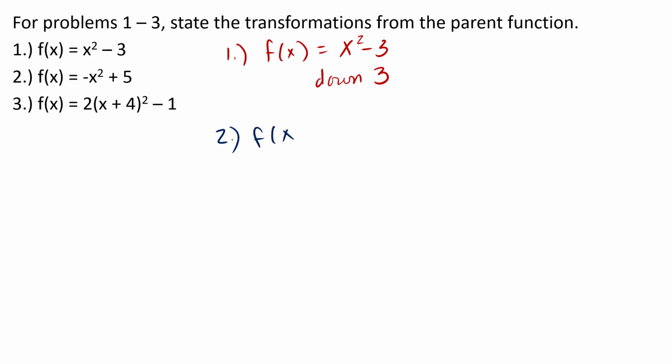Second one has 2 transformations on it. The negative out front will flip it over the x-axis, and the +5 will send it up 5. And so this is what we mean by state the transformations. Always follow your own teacher's directions, but your teacher's directions should be something similar to this. It's not going to be wildly different.